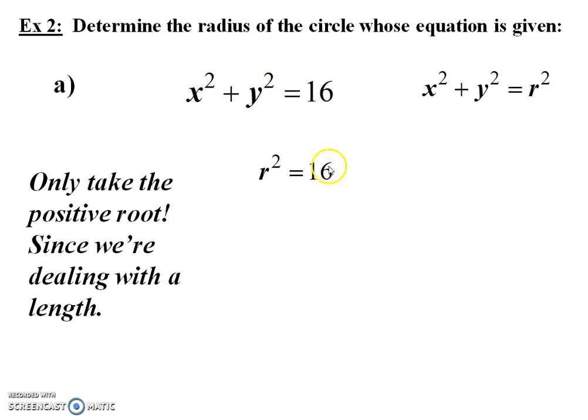We're not going to take plus or minus the square root right here. We cannot have a negative length here, so in this case, we'll only take the positive root. So this is something that you could put over here in your side margin. Only take the positive root. We're dealing with a length.